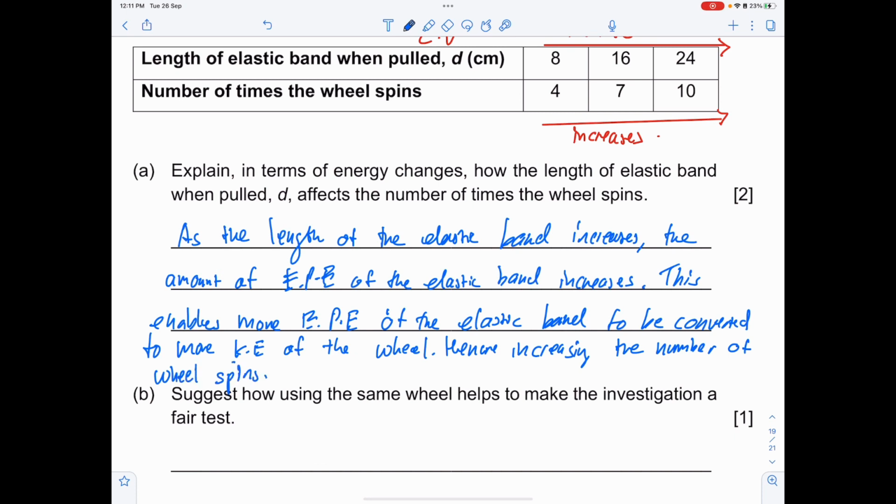Now, it's important to talk about the number of wheel spins this time round because they say how does it affect? You have to answer this, and you also have to tell me that it's only when the length increases then the amount of elastic potential energy increases, which is then converted to more kinetic energy of the wheel.